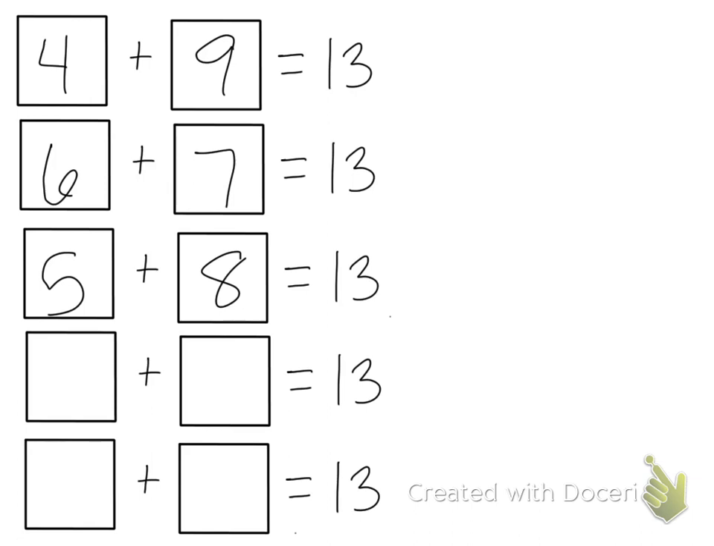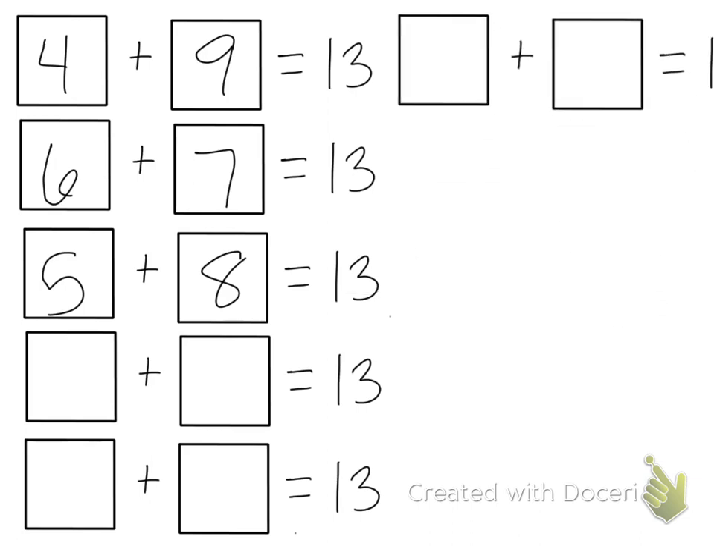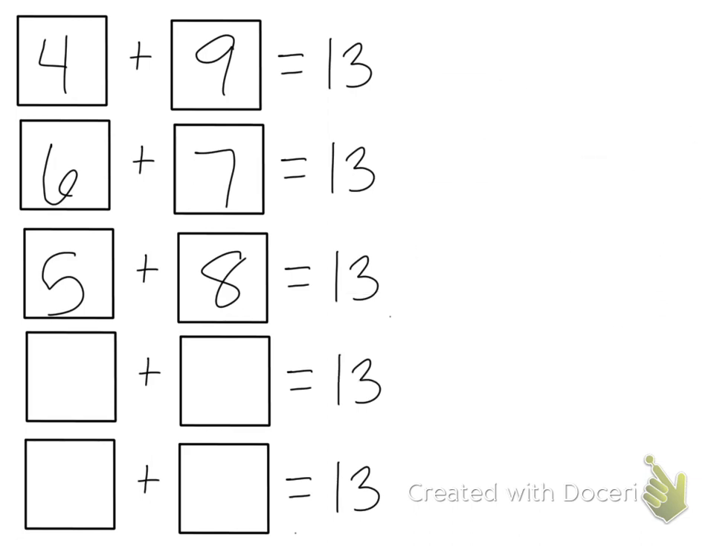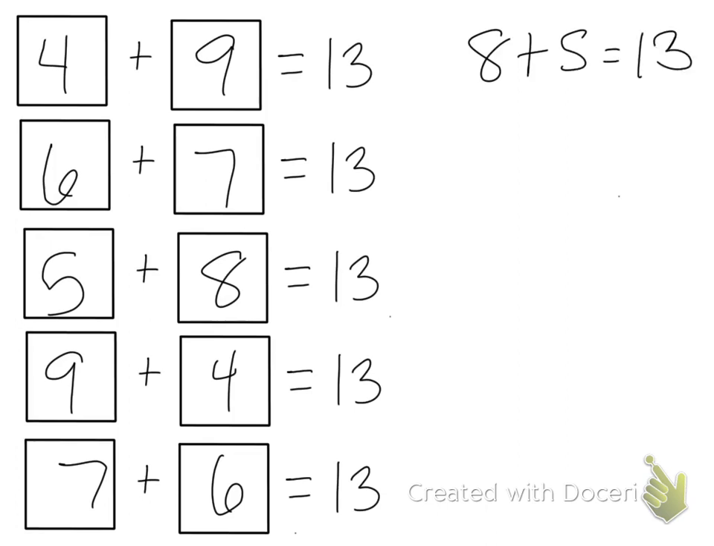Okay. So if I wanted to prove that, I could count up on my fingers. I could use objects. Either way would work. All right. And of course I can do that backwards. I can do 9 plus 4, 7 plus 6, and then of course 8 plus 5 equals 13.